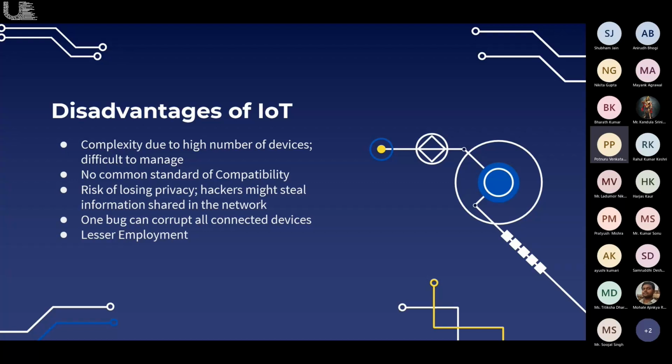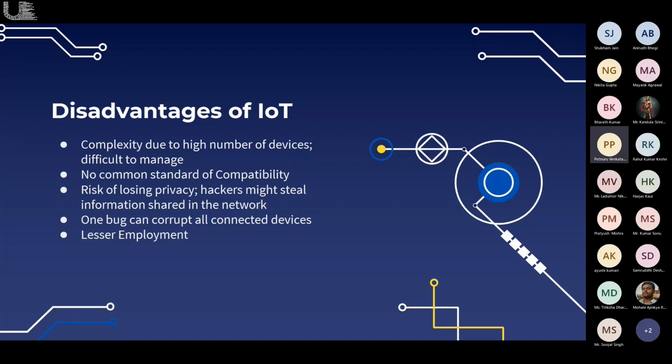Next, compatibility. So this is important because there is no common standard of compatibility for Internet of Things. We cannot make sure that different devices from different manufacturers can work together. So we might be sometimes forced to buy things only from a certain manufacturer.